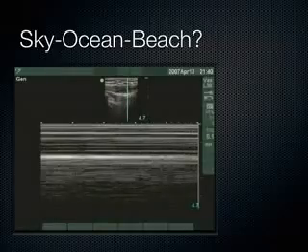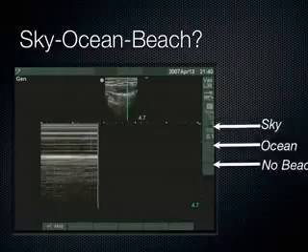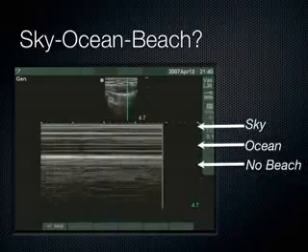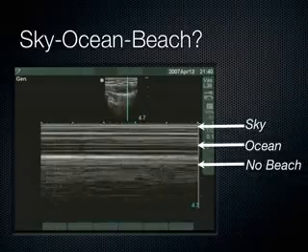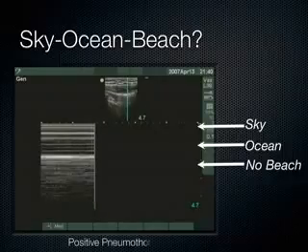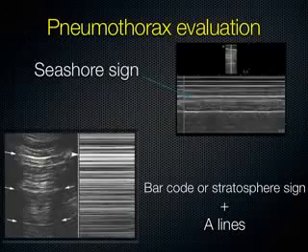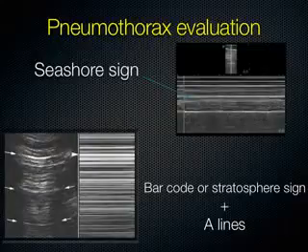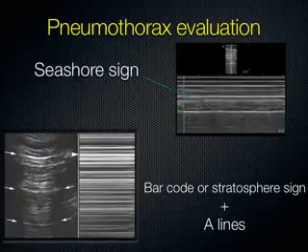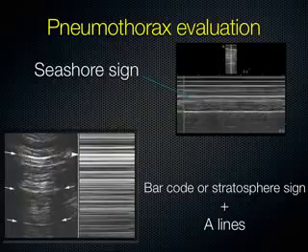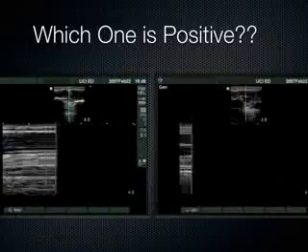Just another example of, on the lower picture, a film with multiple A lines, and when you put the M mode through it, you have what definitely looks like a barcode, and the above picture where you can see the beach, the graininess of the beach due to lung motion. And which one is positive? Right or left? Correct. Once you understand what you're looking for and you can find that image, not a problem.